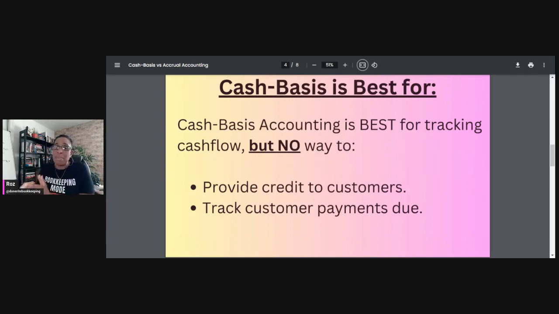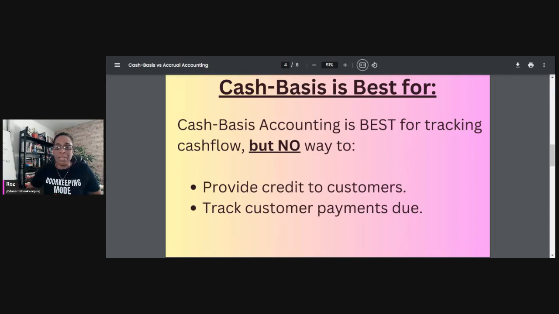Cash basis accounting is best for tracking cash flow, but there's no way to provide credit to a customer. Let's say you want to refund a customer or something like that, or you want to credit them, there's no way to do that with cash basis accounting.